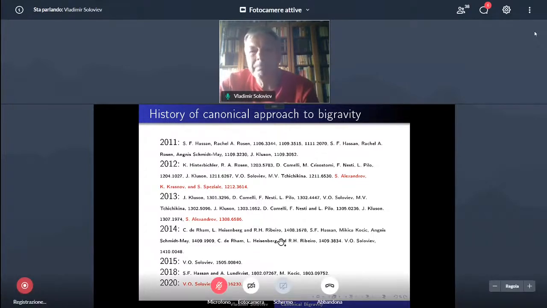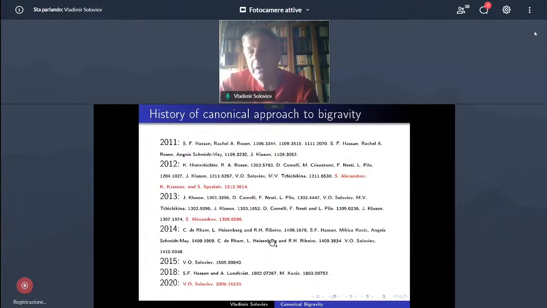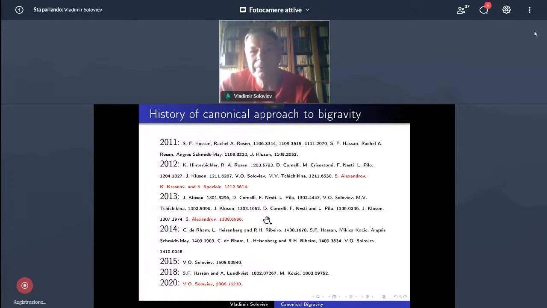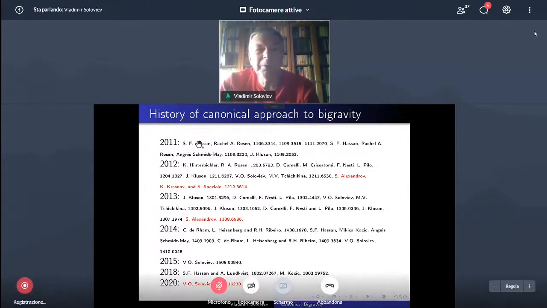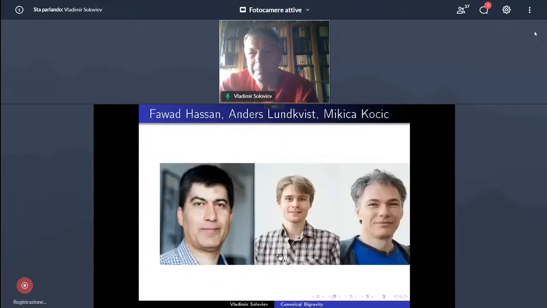There are some differences. The first approach is based on the implicit function D. The second approach is based on tetrad or vierbein variables. You can see that this field was most active for about 4 years. Then there was some break, but 2 years ago there were interesting papers written by physicists from the Stockholm Institute, Hassan, Lundqvist, and another paper by Kocic. You can see these persons here, very nice.